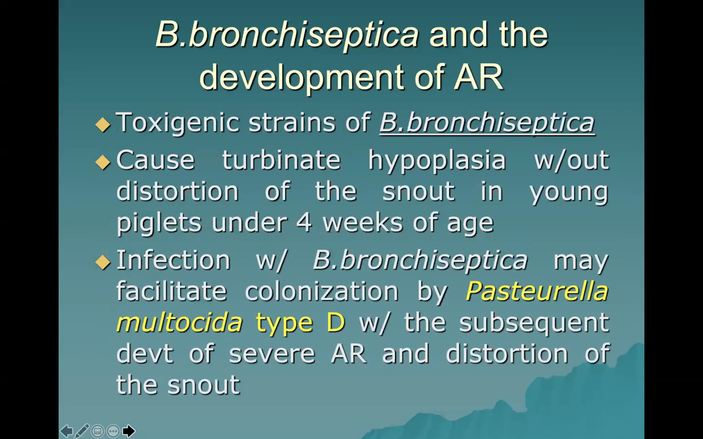Since the bacterium Bordetella bronchoseptica is also known to cause atrophic rhinitis in combination with other organisms like Pasteurella multocida type D, the toxigenic strain of Bordetella bronchoseptica can cause turbinate hypoplasia without distortion of the snout in young piglets under 4 weeks of age. Infection with this organism may facilitate colonization by Pasteurella multocida type D, with the subsequent development of severe atrophic rhinitis and distortion of the snout.